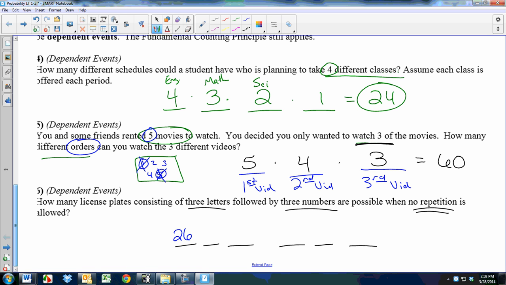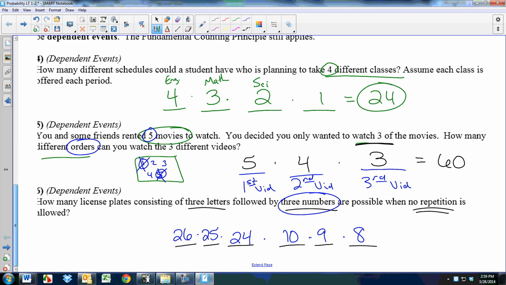But as soon as I said A, I can't use A for my second letter. So there's only 25 choices left. And then I can't use the B that I chose next. So there's only 24 letters left when I choose my final letter. Then we switch to the 3 numbers. You have 0, 1, 2, 3, 4, 5, 6, 7, 8, 9. So you have 10 numbers to pick from. But as soon as I said 1, for my 1, 2, 3, I can't use 1 for my second number. So there's only 9 choices and then 8.